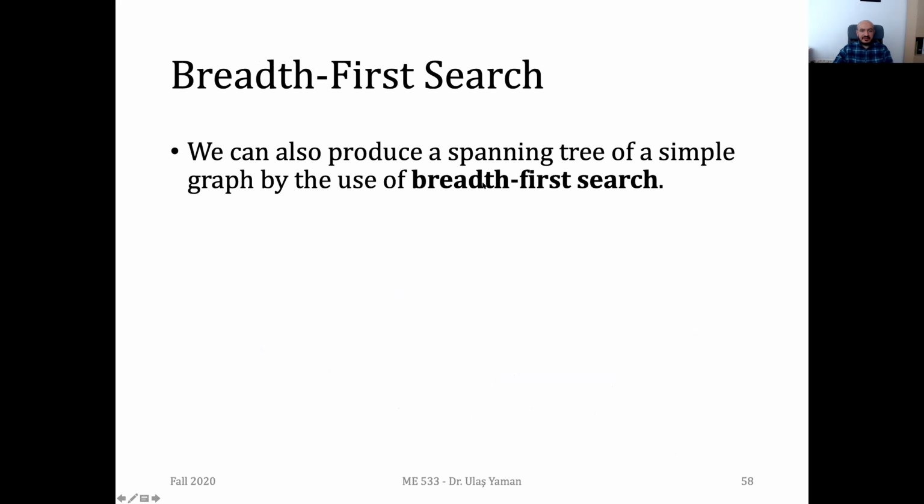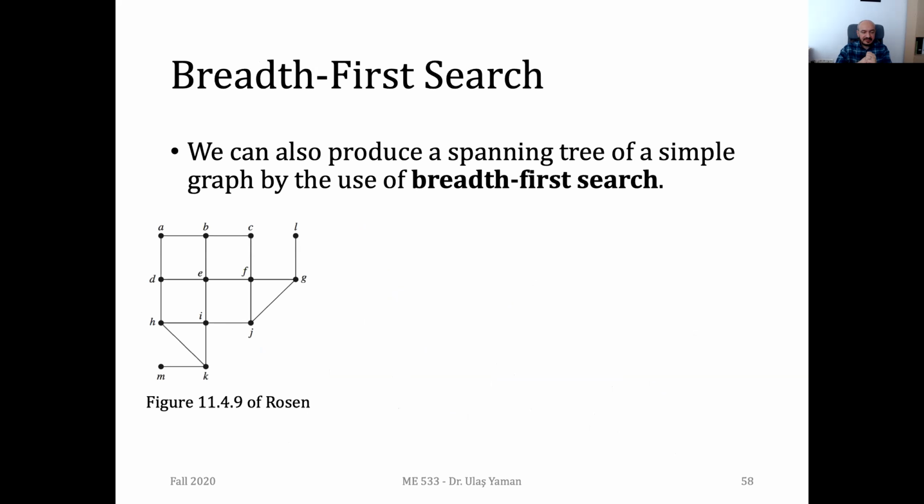Then we have a bit similar type of search. We can also obtain the spanning trees by using breadth first search. This is the example actually. Now instead of going as deep as possible, this time we will be going as much as possible at the same level. And we will be starting with E. Let me do it here. E is selected as the root, okay?